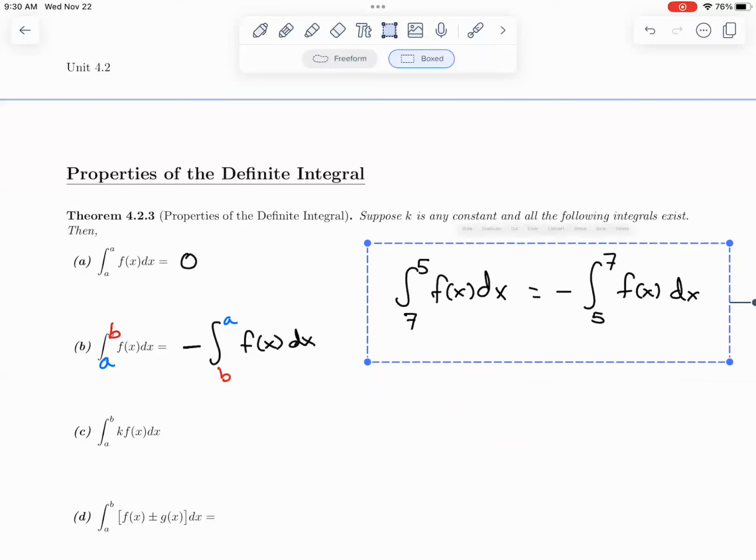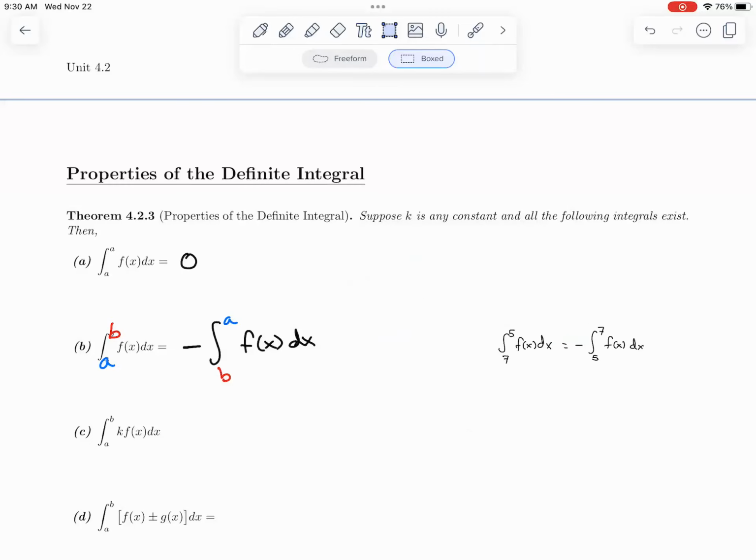The other one, the constant multiple rule, is that any constant, just like with differentiation, just like with limits, just like basically everything in mathematics, you can pull constants out. So this is the same thing as k times the integral from a to b of f of x dx.